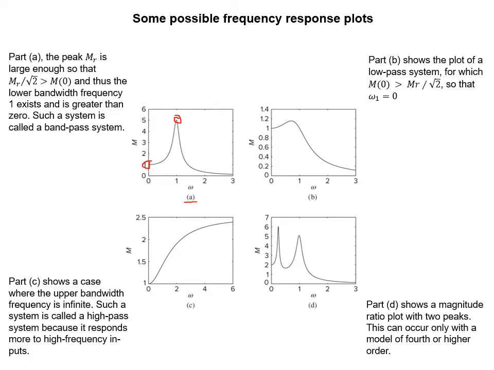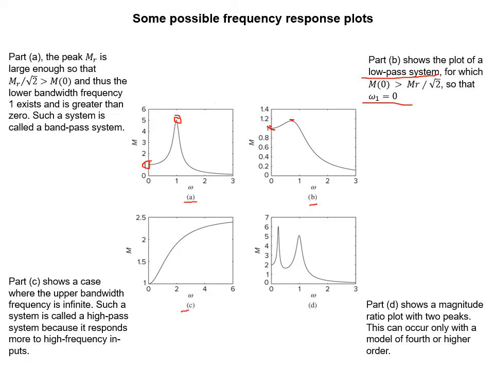Now, if we're looking at part B of this plot, we can see that M of 0 right there is going to be greater than our MR value, which is right here, divided by the square root of 2. So our omega 1 is equal to 0, and this is going to be the plot for a typical low-pass system.